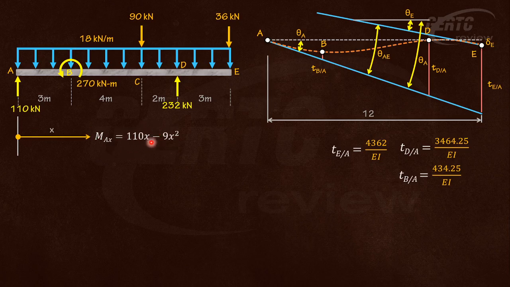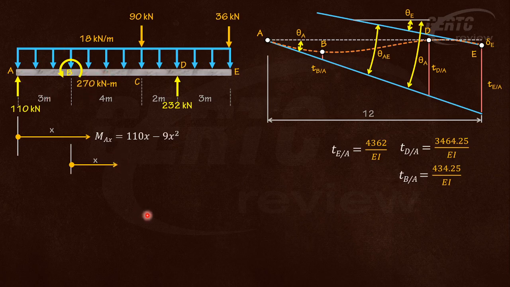This will take care of the 110 and the uniform load over the entire span. Okay. Next, how about the 270? For the 270, I will just start from B. It will be included only for points from B to E.